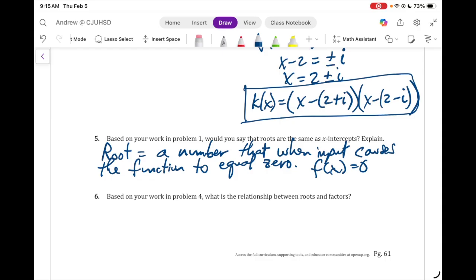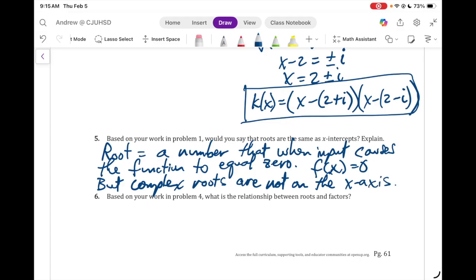But, and that sounds like that's going to make an intercept, right? But complex roots are not on the x-axis, because the x-axis is for real numbers only.